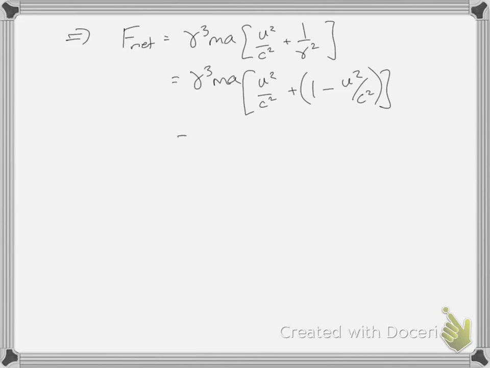So what does that equal? That equals gamma cubed ma. Okay, F net in one dimension, F net in Newton's second law in relativity is gamma cubed ma.